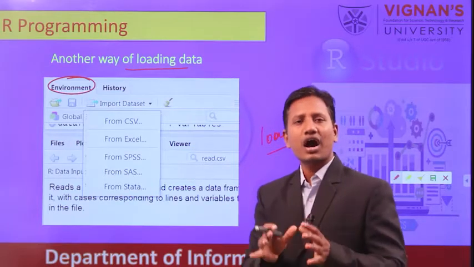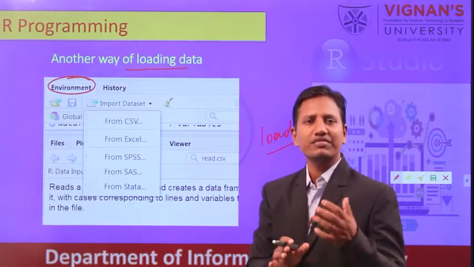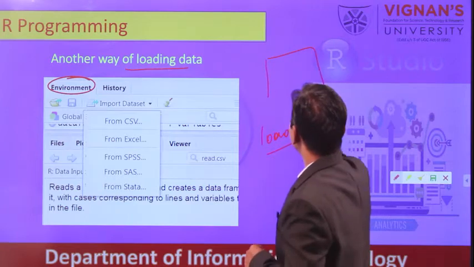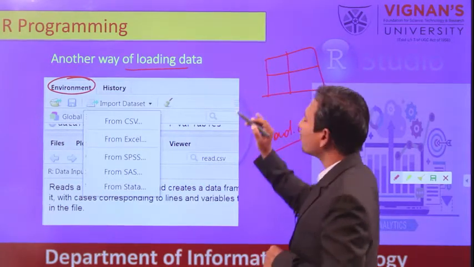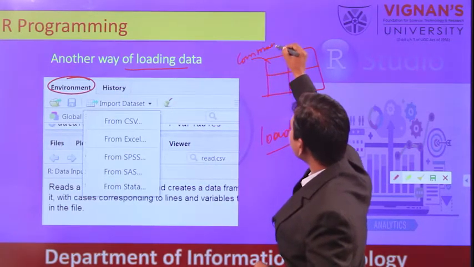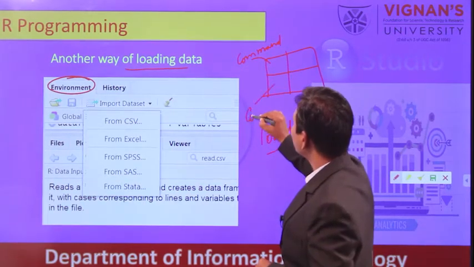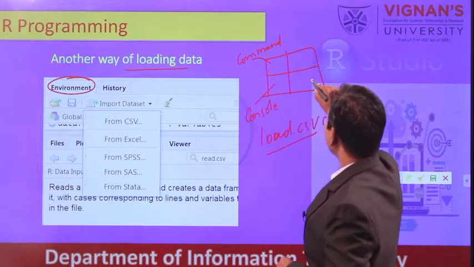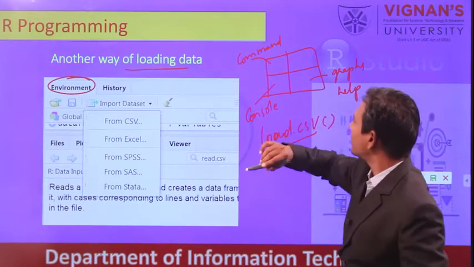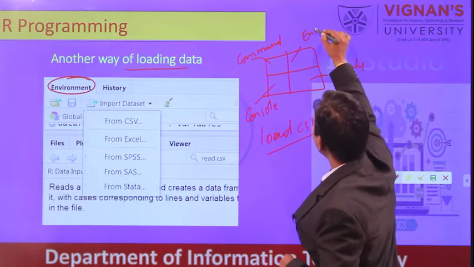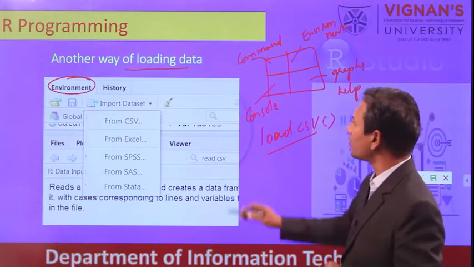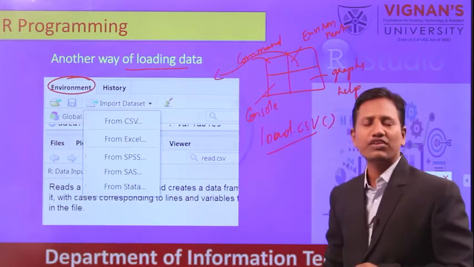While we were learning RStudio in the first unit, we studied that RStudio is divided into 4 windows. This window is the command window, and this is the console window, and this is the graphs and help window, and this window is the environment window.